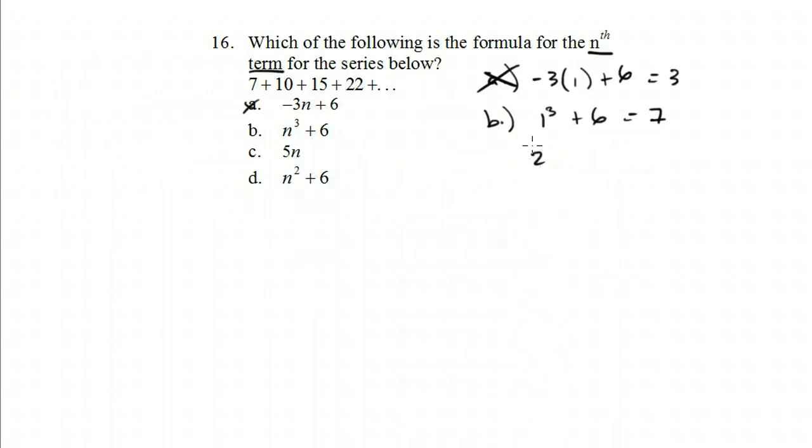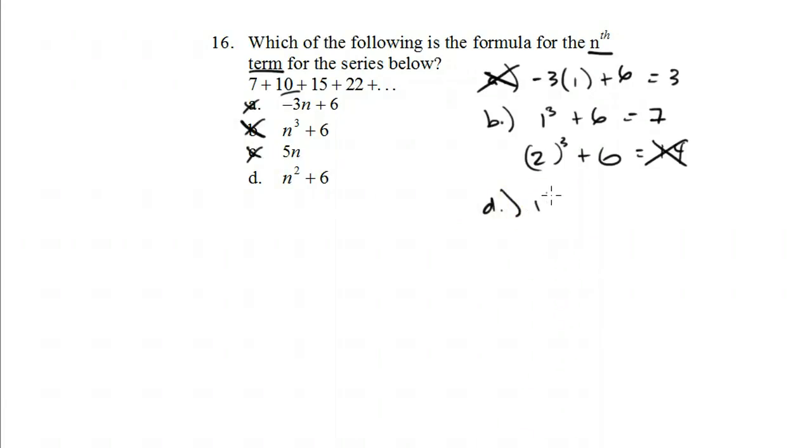So if I plug in a 2, I should get the second term, which is 10. So I get 8 plus 6, which is 14. So that did not work, so it's not B. Let's move on to C. If I plug in a 1, I get 5, which is not that. It must be D. Let's just check it.